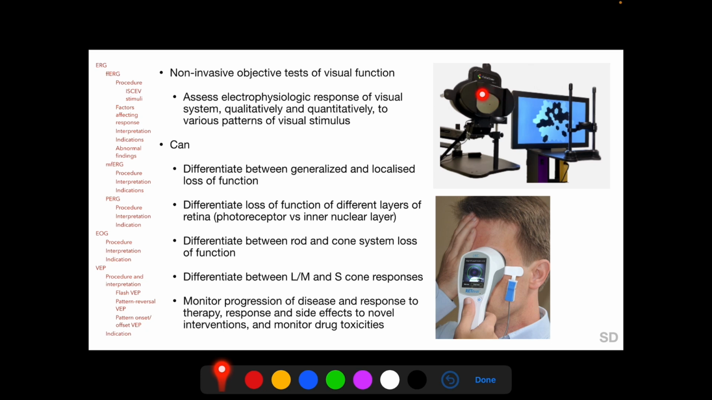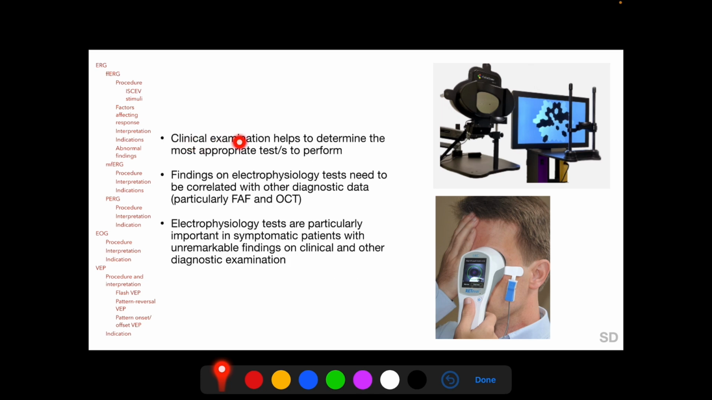This photograph shows a device which can perform all types of electrophysiological tests with a Ganzfeld bowl to produce various types of flash stimuli and a monitor to produce various types of pattern stimuli. And this device is a handheld device which can perform most types of electrophysiological tests apart from multifocal ERG, pattern ERG and pattern VEP.